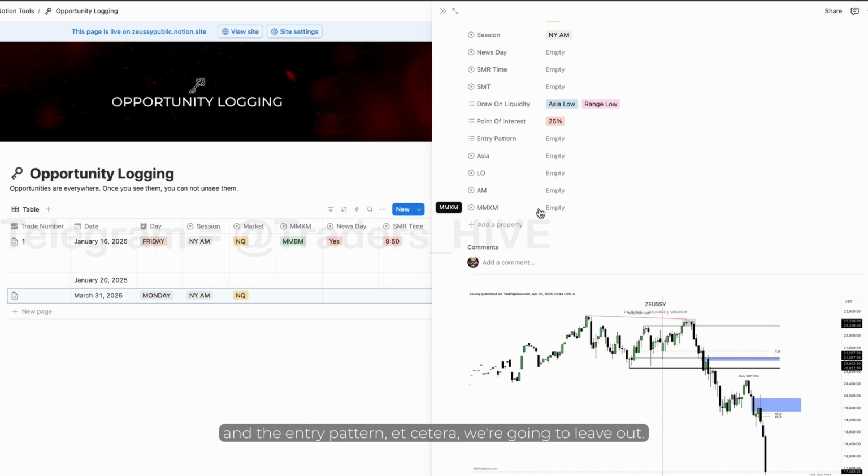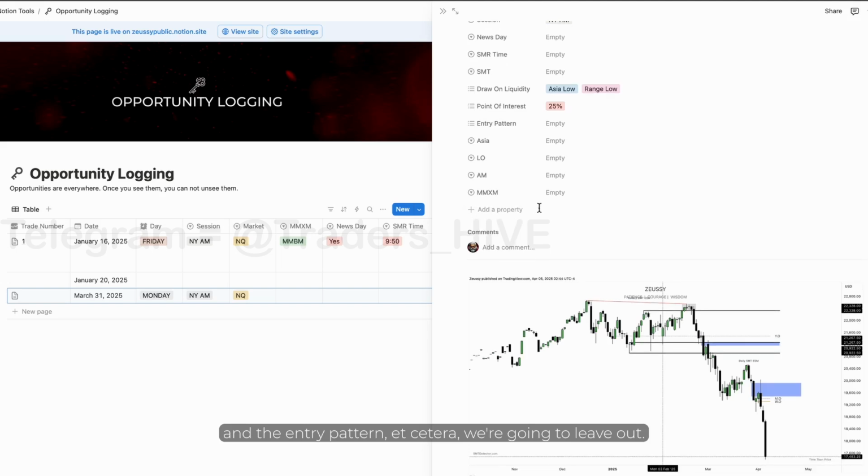And the entry pattern, etc., we're going to leave out. However, what I want you to pay attention to is the following. I would like you to pay attention to what these sessions did, and the reason why is because this is a very important thing to log when it comes to daily delivery profiles.